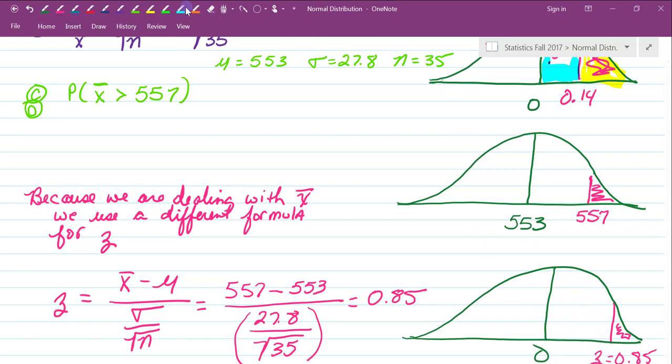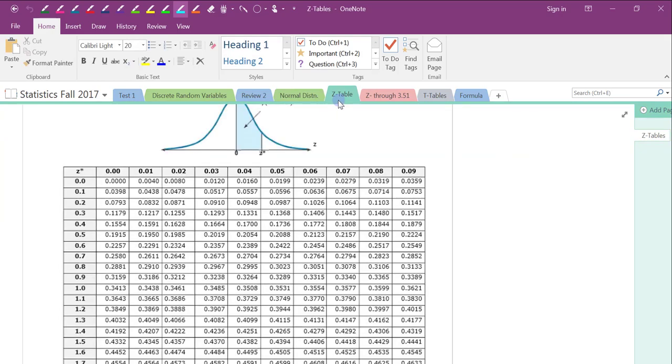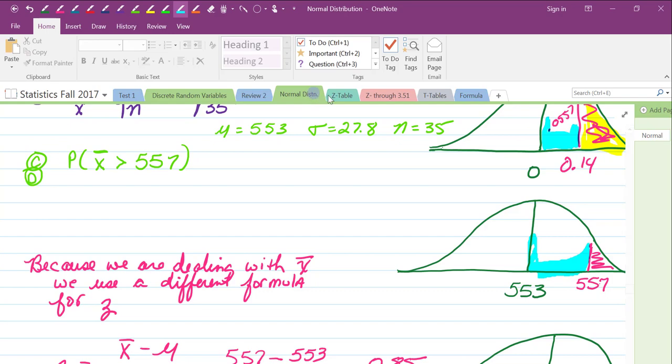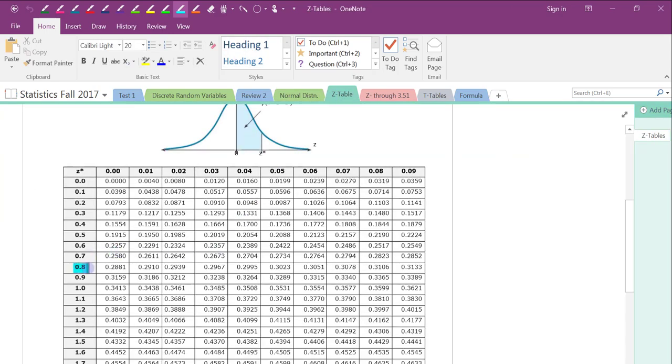Okay, so let me get over here to our Z tables, and we are looking for our z of 0.85. So 0.8 is right here, and 0.5 is right here. So we're going to look for the intersection of the two, and it is right there. Okay, so there's that. Alrighty, so our value is 0.3023.